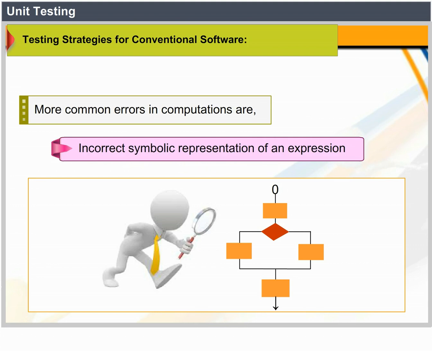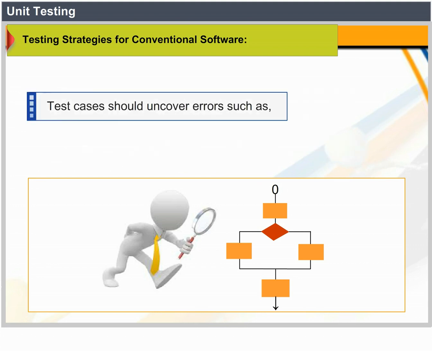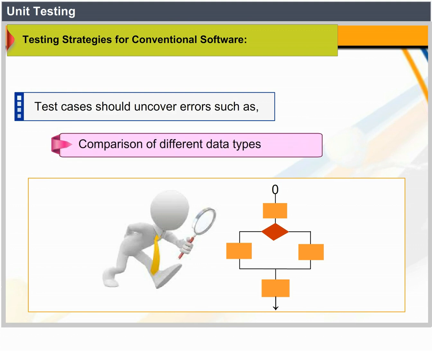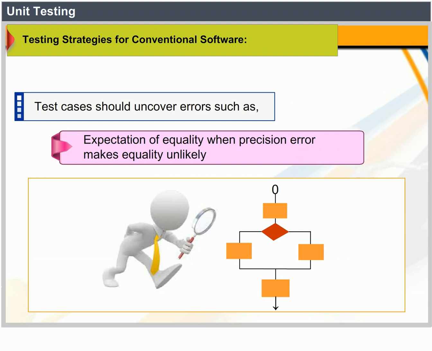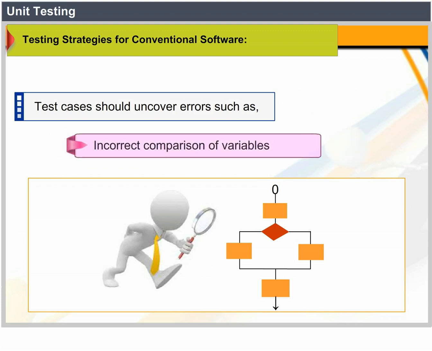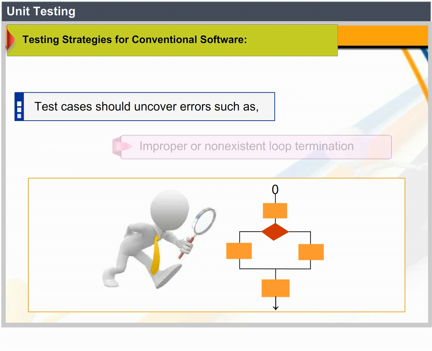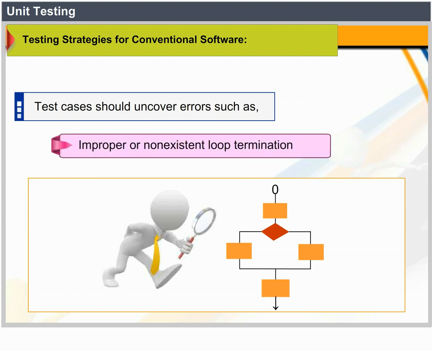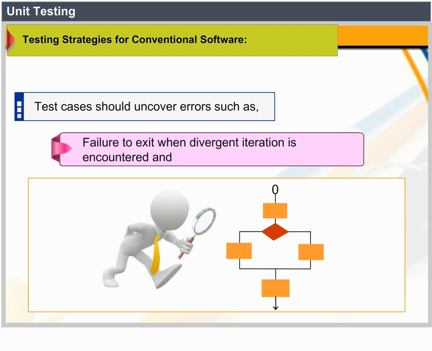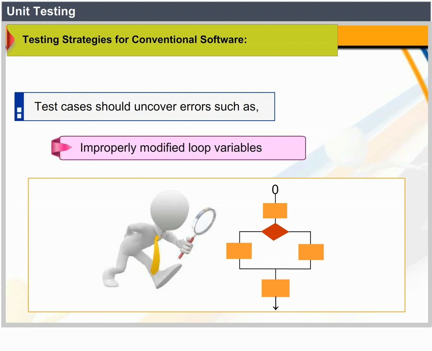Test cases should uncover errors such as comparison of different data types, incorrect logical operators or precedents, expectation of equality when precision error makes equality unlikely, incorrect comparison of variables, improper or non-existent loop termination, failure to exit when divergent iteration is encountered, and improperly modified loop variables.